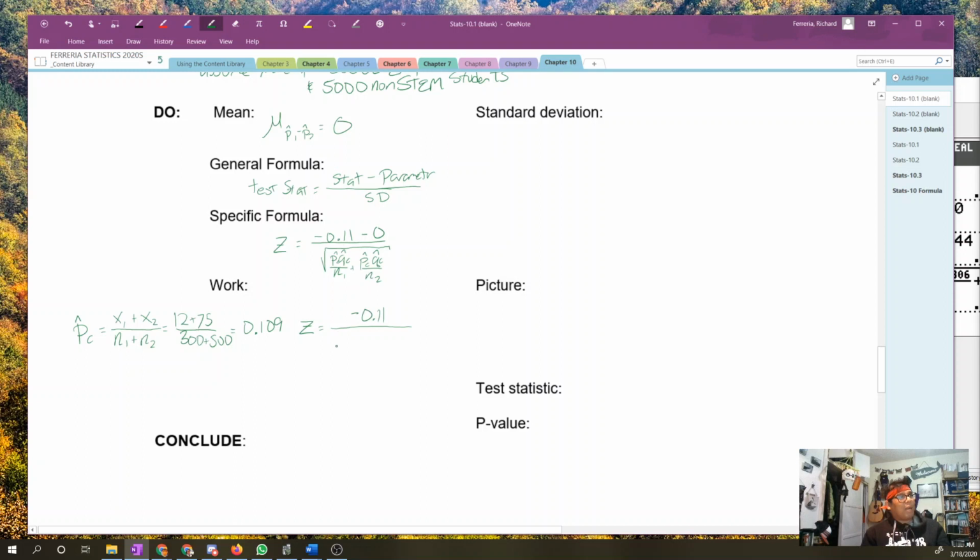0.11 divided by square root of 0.109 times 0.891 divided by 300 plus 0.109 times 0.891 over 500. Remember, this is a consequence. Using PC is a consequence of assuming that P1 is equal to P2. That's why we do it. That's why you don't use the same standard error that we used for our confidence interval.